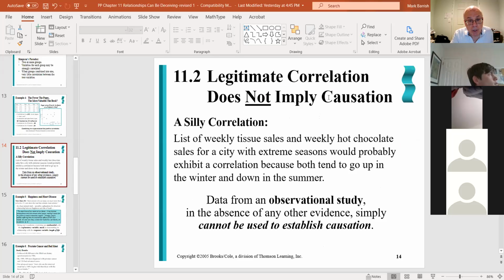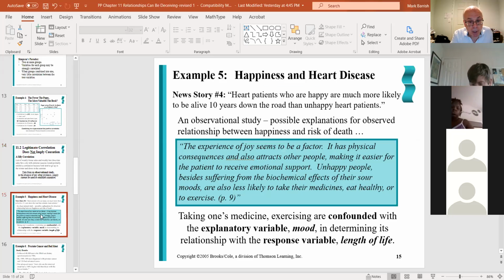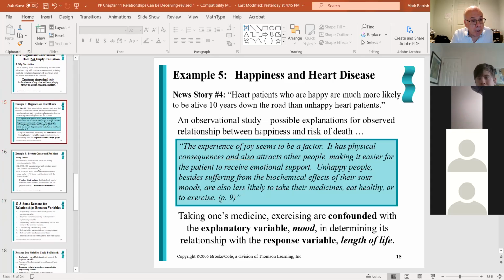And again, here's what I said earlier: correlation does not imply causation. It could be silly things that seem to be correlated with each other, as I showed you previously. Especially if it's an observational study, we cannot control for those other variables, what are they called? Confounding variables. So we cannot prove causation. There could be causation, but we can't prove it. Correlation does not imply causation. And this is an example of that.